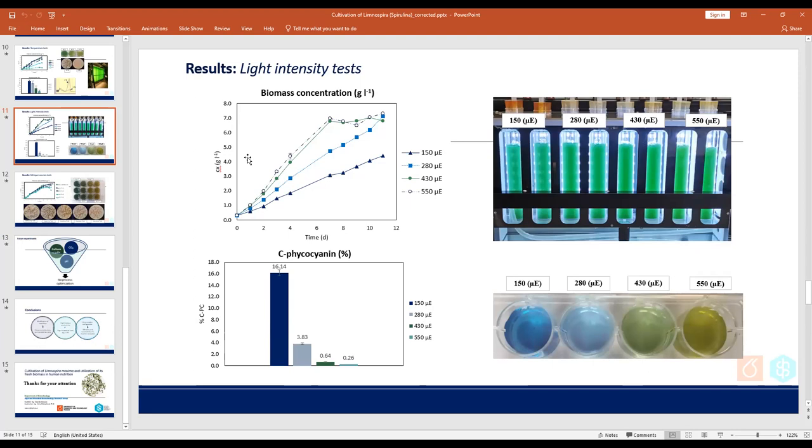So it will protect the biomass, the cells, against the light. So that's why we can see that it has really high biomass concentration when there is high light. But it doesn't mean that the culture is healthy. It actually means that it's very stressed. So this is because of the photoinhibition.